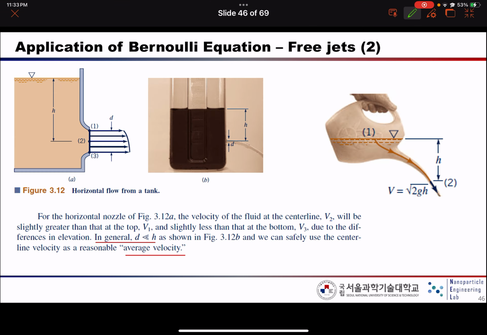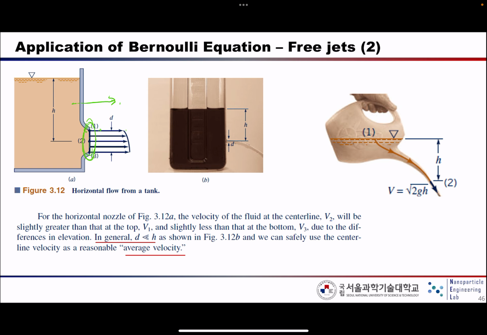Okay, this is the free jet. The second example is a free jet coming from the horizontal direction. For the horizontal direction, unfortunately, the velocity profile is not uniform. At point 1 compared to point 3, the velocity at point 3 is much faster.